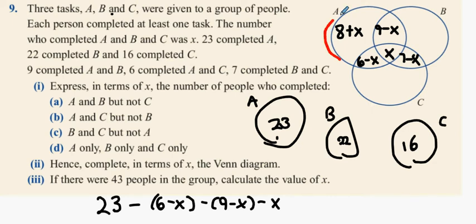If you aren't sure about your answer, what could you do? Add all of them up, and what should you get? When you add up everything in A, what should you get? I'd say you should get 23. X take away X, cancel. Plus X take away X, cancel. 8 plus 6, 14. 14 plus 9, 23. You're perfect.